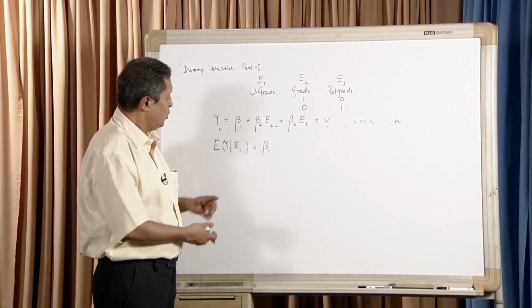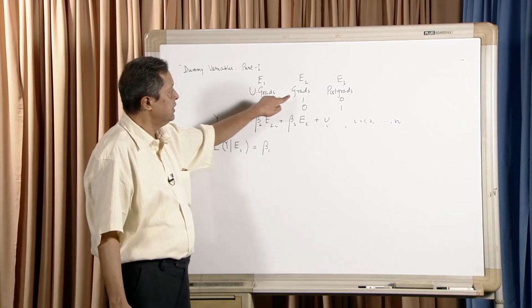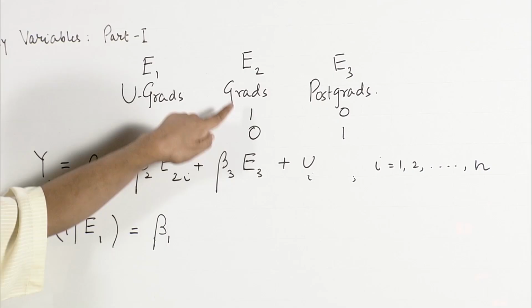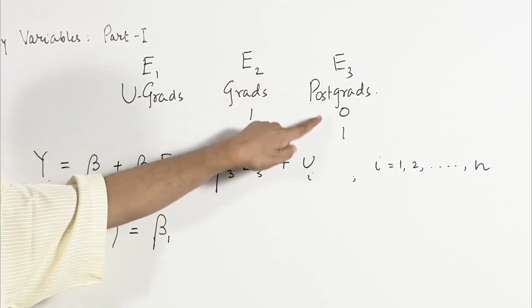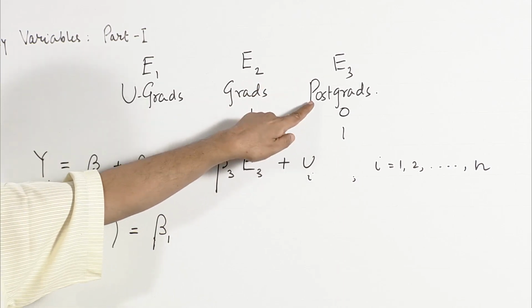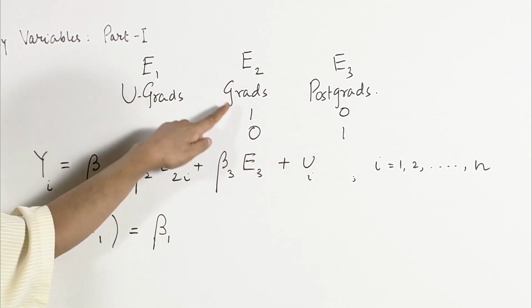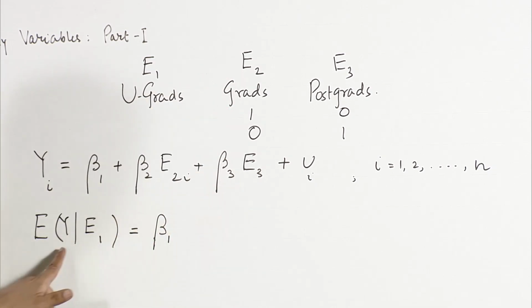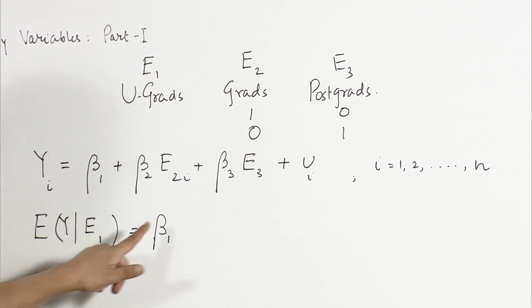Please take a look once more. If the person is neither a graduate nor a postgraduate, then we can neither put 1 for E2 nor 1 for E3. E3 is 1 if and only if the person is a postgraduate. E2 is 1 if and only if the person is a graduate. So, we put 0 and 0, and therefore, it boils down to expected salary equal to beta 1.